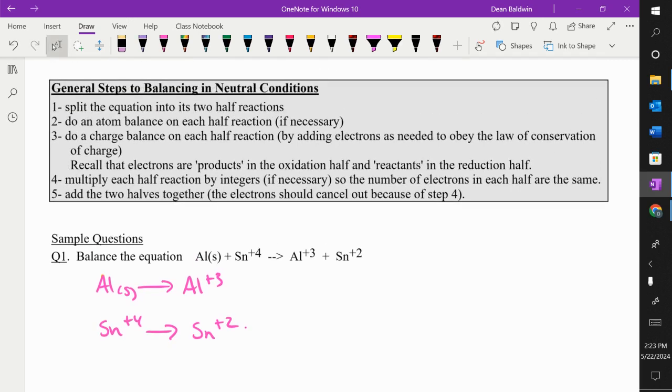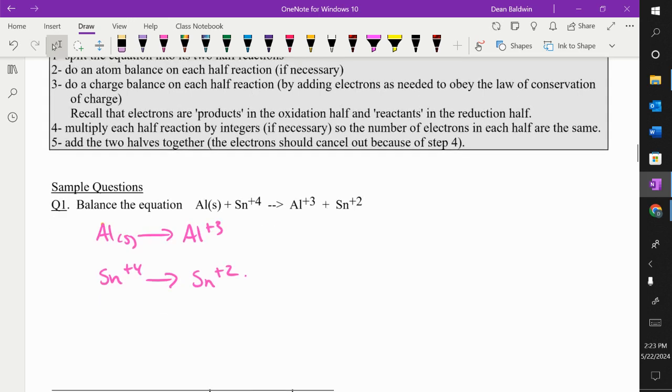So here's the steps right here. We split them into two half reactions. We've done that. Balance the atoms in each half reaction. Are the atoms balanced? They are. Now we have to do a charge balance by adding electrons, because each side has to have the same charge. So what's the net charge on this side for the aluminum half reaction? 0. And on the other side is plus 3. How do I get the plus 3 down to 0? You have to add 3 electrons.